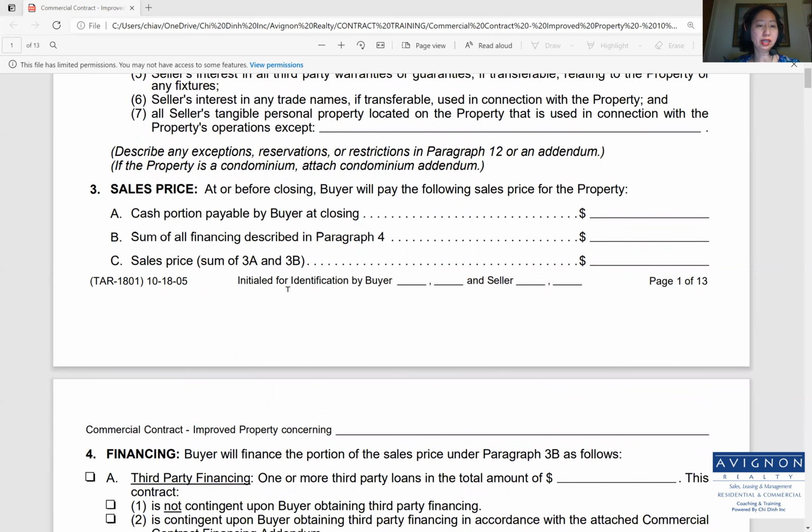Paragraph 3, sales price. At or before closing, buyer will pay the following sales price for the property. A, this is the cash portion payable by buyer at closing, and that will go here. And then B, sum of all financing described in paragraph 4, that amount will go here. C, sales price, sum of 3A and 3B, and that will go here. And initial for identification by buyer will go here, and seller will go here.